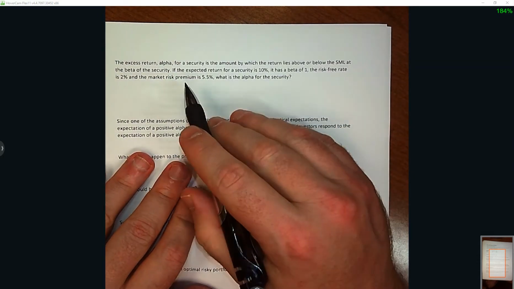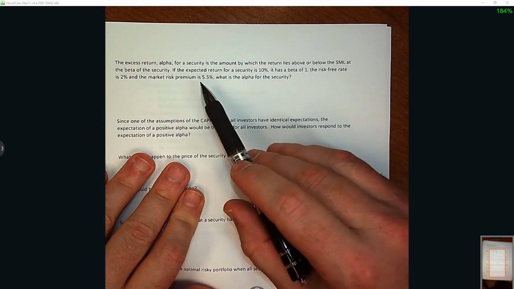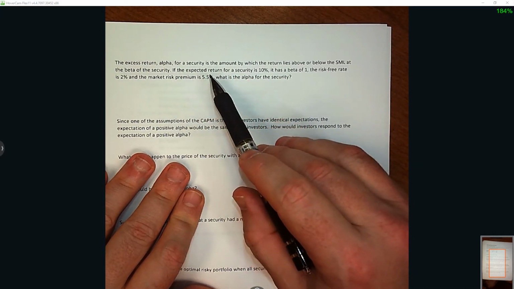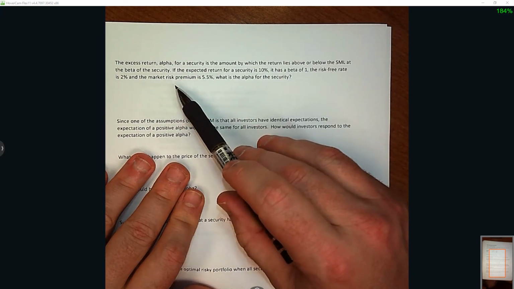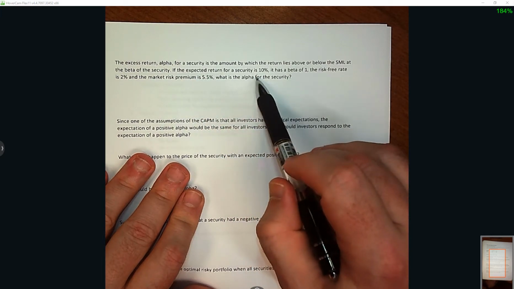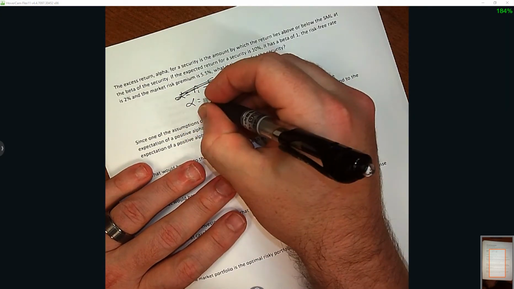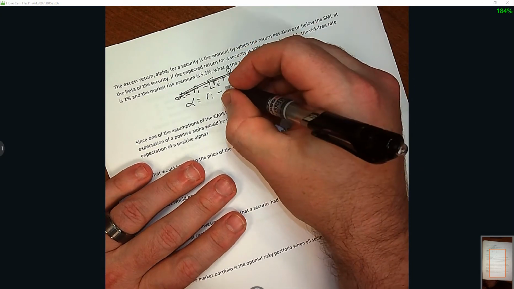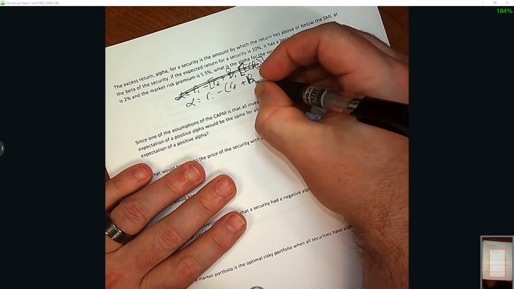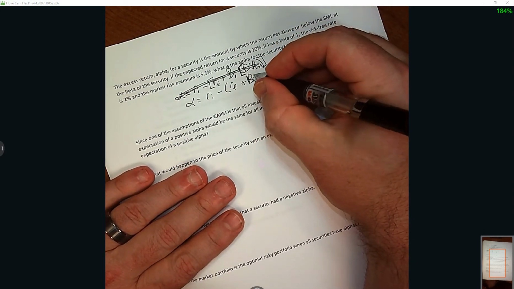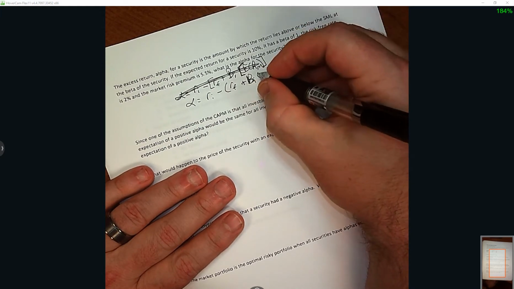The excess return, alpha, for a security is the amount by which the return lies above or below the security market line at the beta of the security. If the expected return for a security is 10%, it has a beta of 1, the risk-free rate is 2%, and the market risk premium is 5.5%, what is the alpha for the security? So what is the excess return that the firm is getting? So alpha is equal to R_i minus the quantity R_f plus the beta for the firm multiplied by the expected market risk premium.